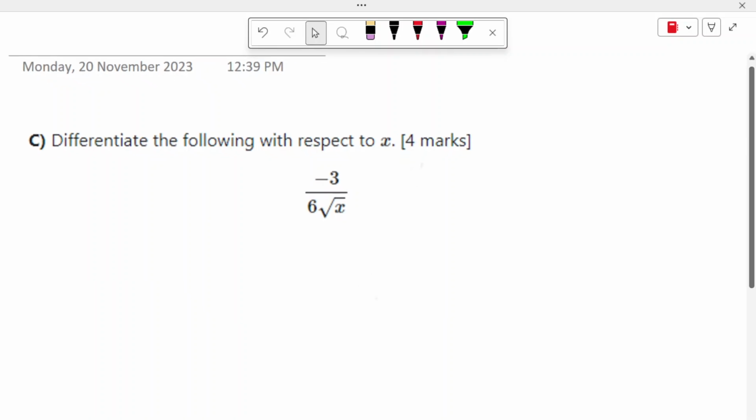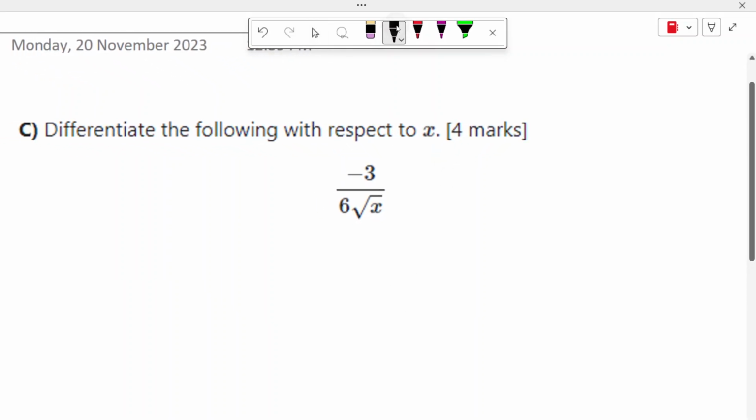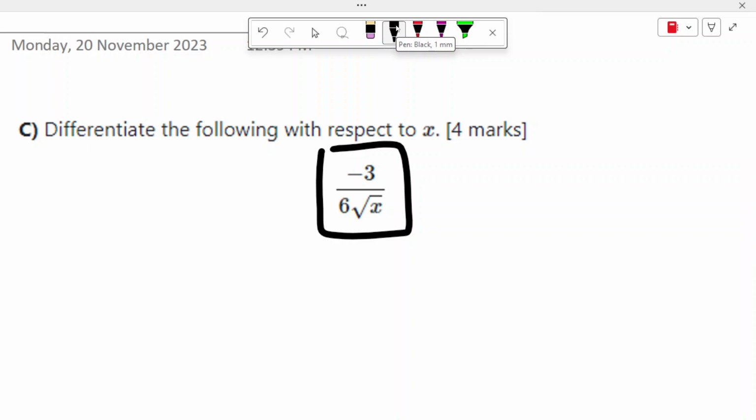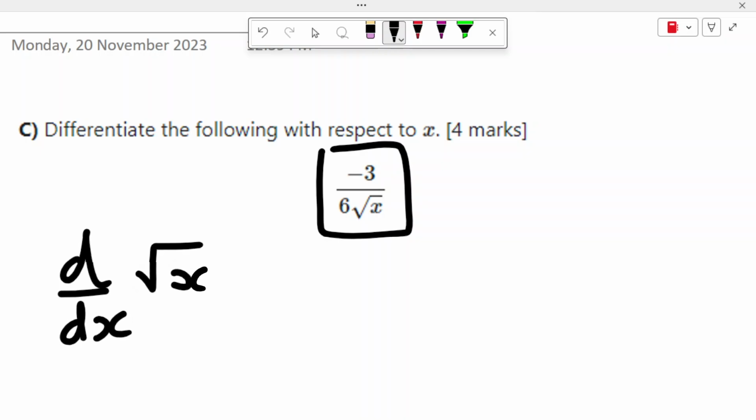This question is asking us to differentiate this horrendous looking equation there. So you might have differentiated square roots before. If not, I recommend finding a question that requires you to do that. Give it a few practice rounds, but I'll show an example here.